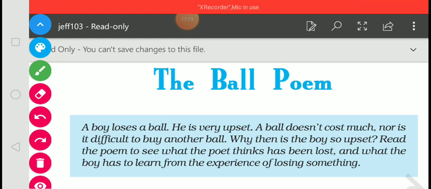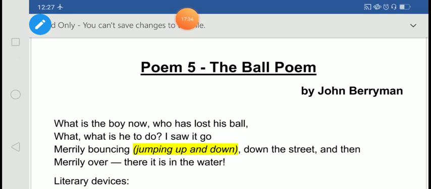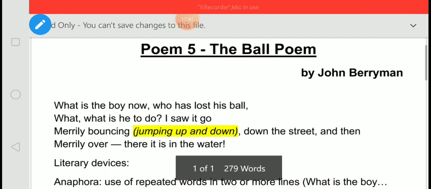What has the boy lost, is it the ball or something else? And what does the boy learn from the experience of losing something? Okay, so let's start the poem. Let us begin poem 5 in your book, The Ball Poem, written by John Berryman.